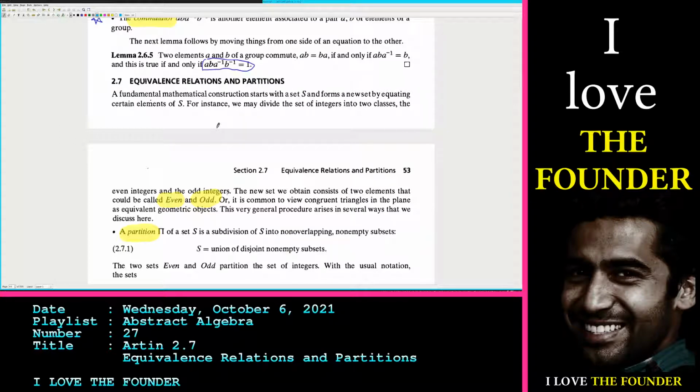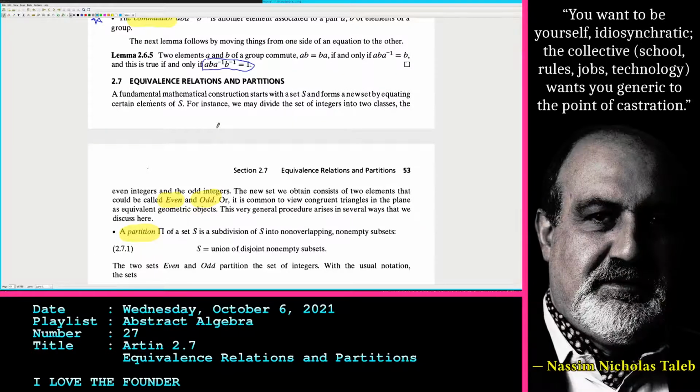So what I was saying, is this one of my block quotes? I hope it is. If not, I'll try to remember to add it next time. 90% of the difference between any two fields of math is in their definition of equals. And in group theory, particularly this idea of equivalence relations and the subsequent idea of quotienting, is how you go about changing your definition of equals. Or it is common to view congruent triangles in a plane as equivalent geometric objects. This very general procedure arises in several ways that we discuss here.